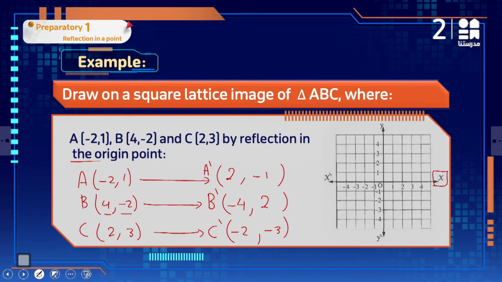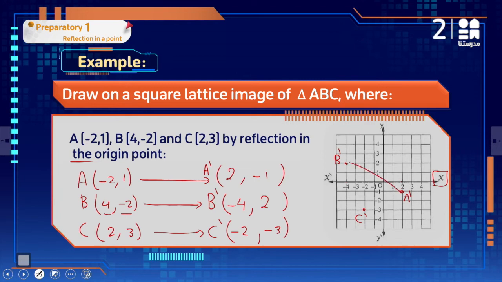Start with the x-axis. So 2 first on the x-axis, then move down to get negative 1 on the y-axis. This is the first point, which is A dash. Then B dash, negative 4 on the x-axis, here it is, then move up to get 2. This is B dash. C dash, negative 2 on the x-axis, then move down to get negative 3. This is C dash.